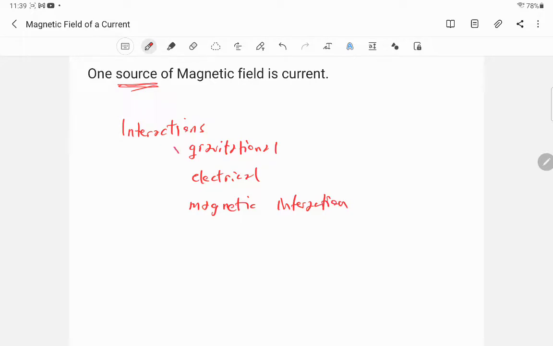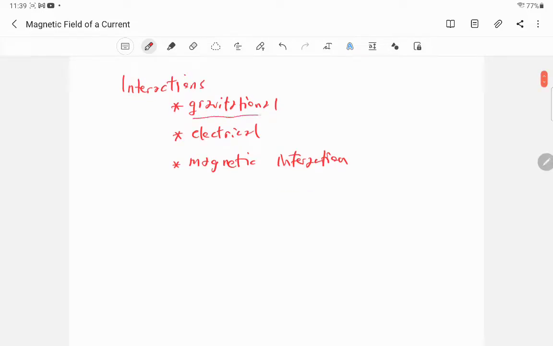At first, I'm hoping that what I say about the gravitational and electrical interactions doesn't surprise anybody. Then you're going to get a theme or a pattern, and I'm hoping that what you walk away with is thinking about the magnetic interaction in a particular sort of way. So let's start with a gravitational interaction.